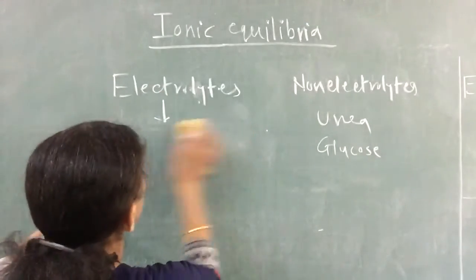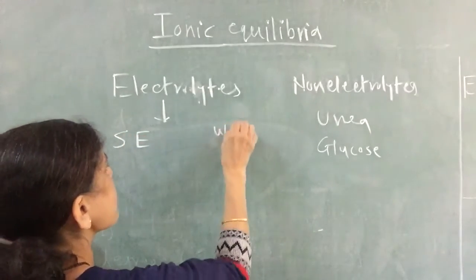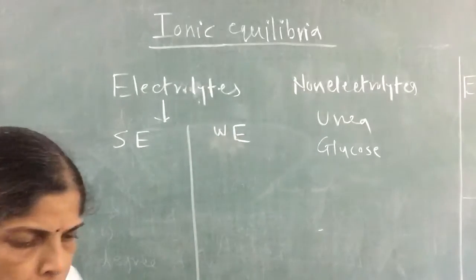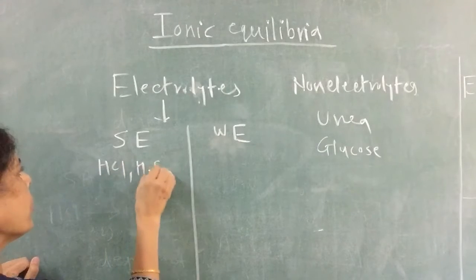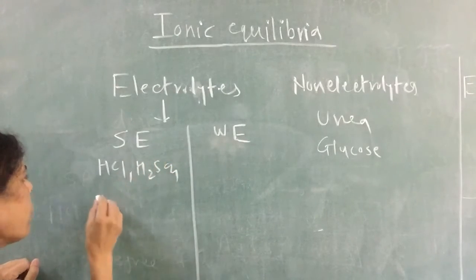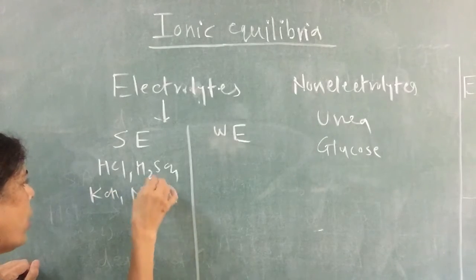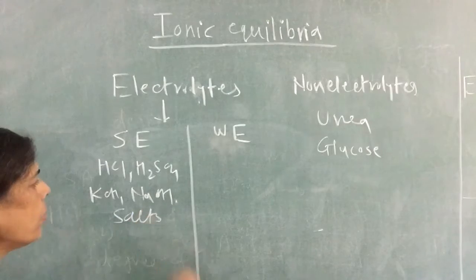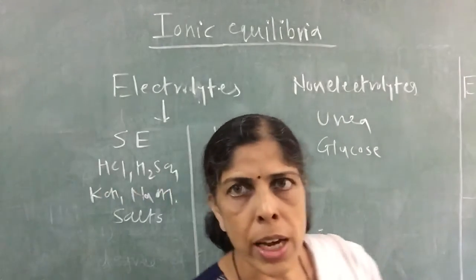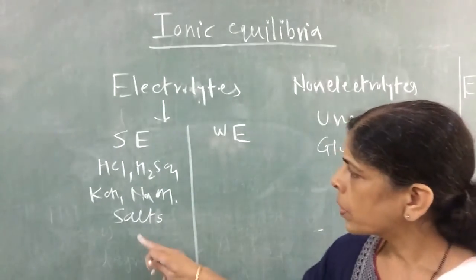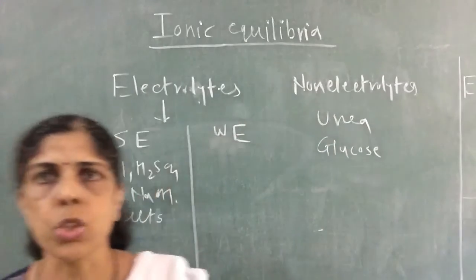Electrolytes are divided into two types: strong electrolytes and weak electrolytes. Strong electrolytes include strong acids like HCl, H2SO4, HNO3, strong bases like KOH, NaOH, and all salts. So what are strong electrolytes? Strong electrolytes are the substances which dissociate, that is ionize, completely in aqueous solution.